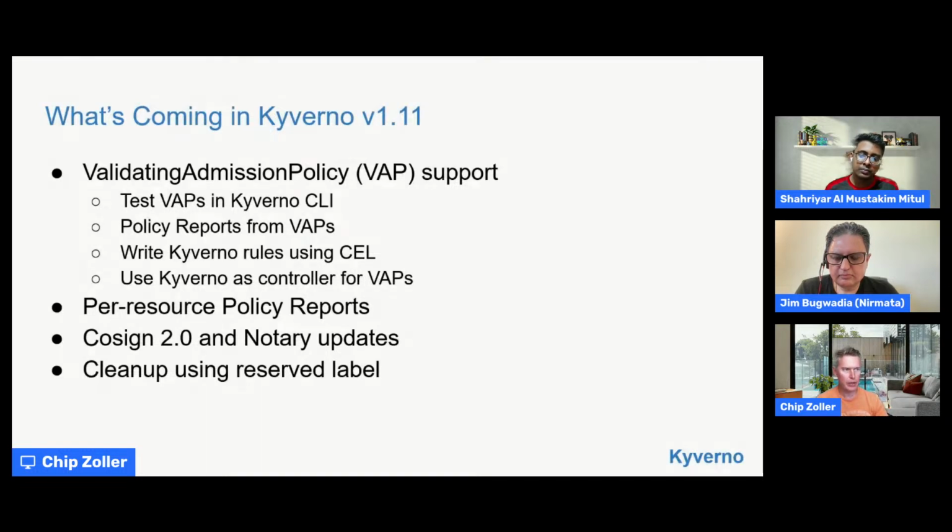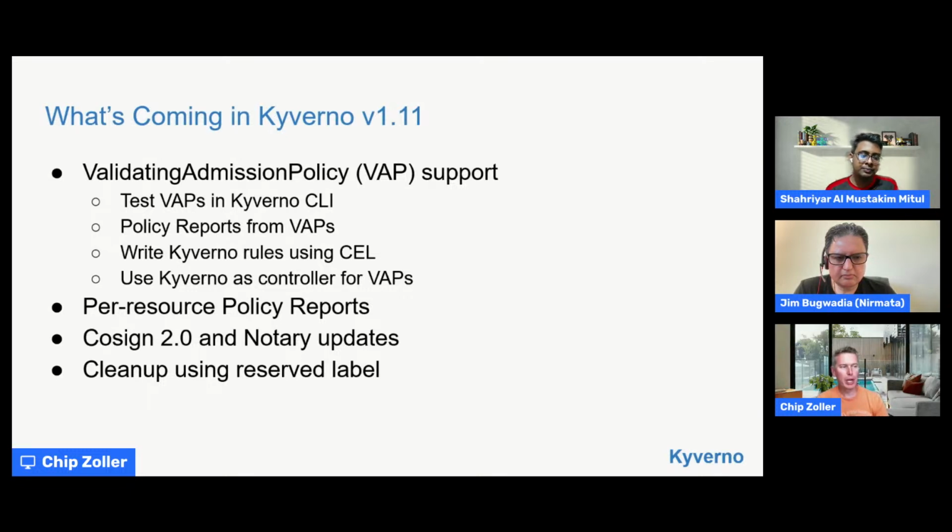So kind of to expound on that, Kyverno 1.11 is going to have more extensive support for validating admission policy. And specifically, there are really 4 points of intersection that we're looking at. One of them is what Jim demonstrated, the ability to test validating admission policies by the Kyverno CLI. So you don't need to use another CLI. In fact, Kubernetes won't have one. So this gives you the ability to test both validating admission policies and Kyverno policies using the same CLI. You don't need to switch between multiple ones.